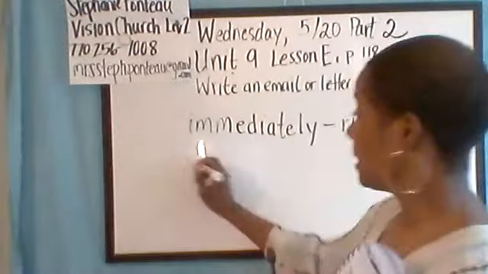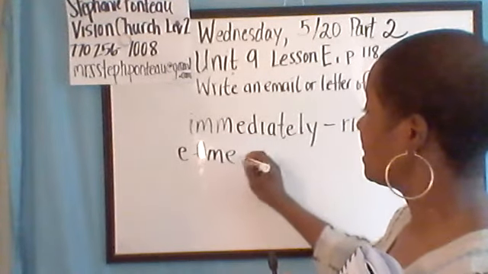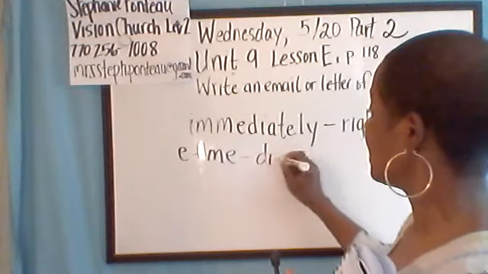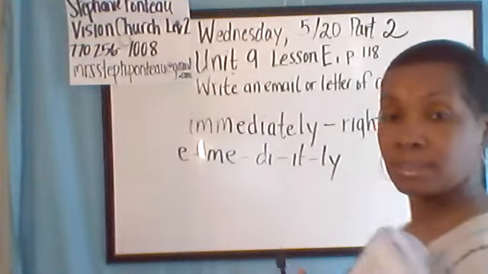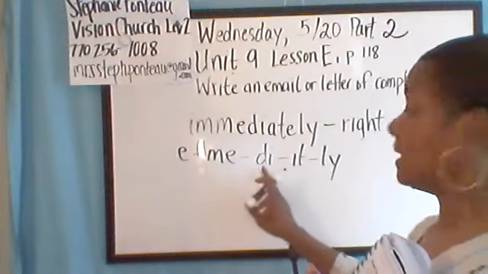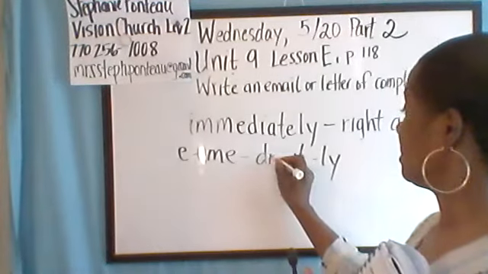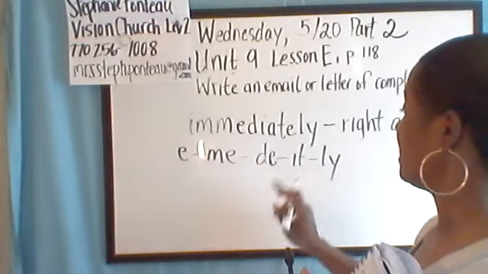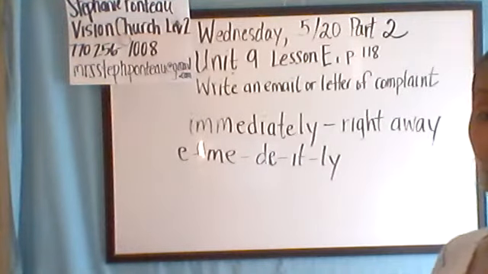So, E, me, D, it, immediately. E, me, D, it. So let's see. D-E sound. Yeah, not D-I. That's die. So, 1, 2, 3, 4, 5 syllable word, immediately.